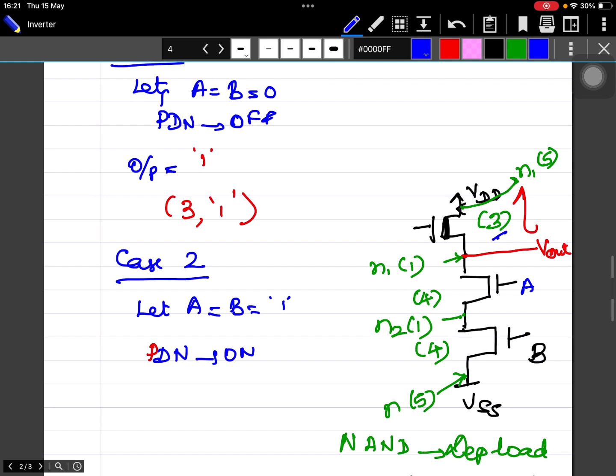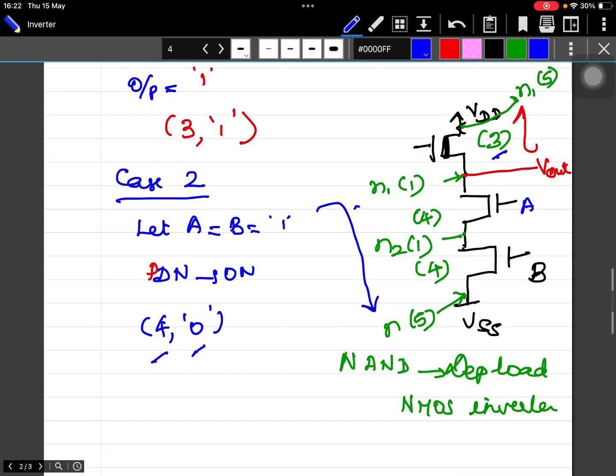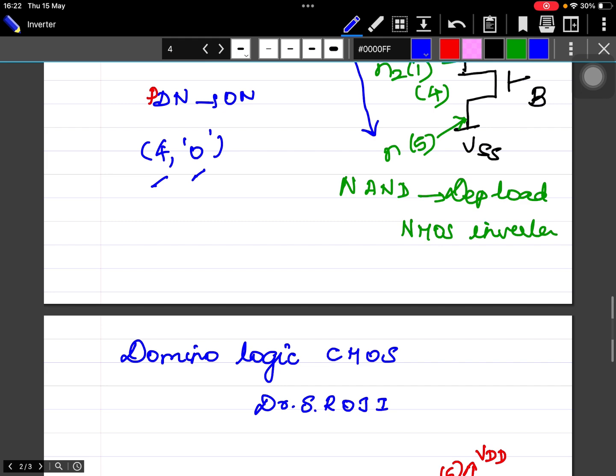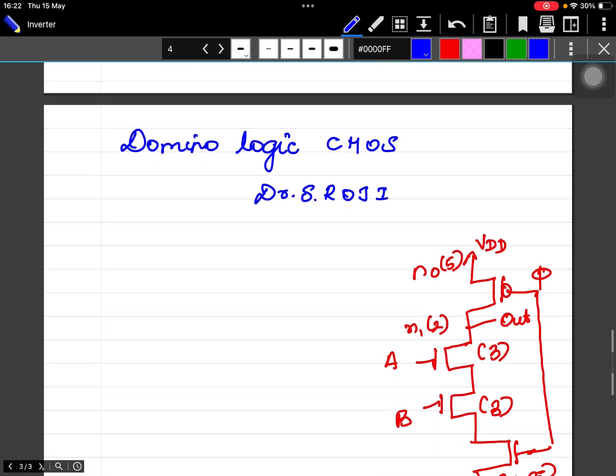So what will be the output voltage? Now the output voltage is pulled towards ground. So the output voltage will be 4, 0. Right? It is pulled towards 0 through the transistors whose strength is 4. Right? We'll come to the next one, the domino logic CMOS.